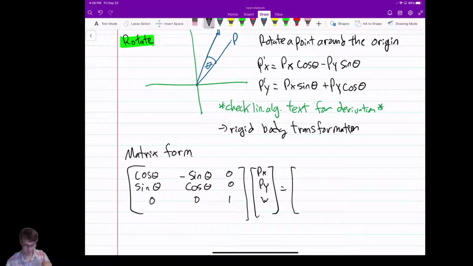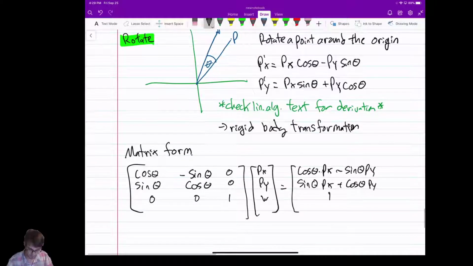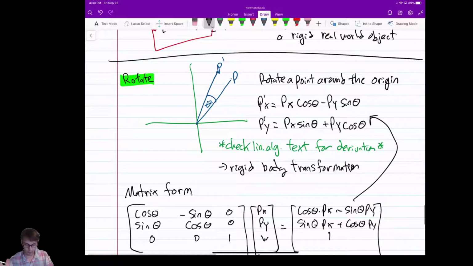Let's do a matrix multiplication. So cos theta times px minus sin theta py, 0w. Cool. And the next one is going to be sine theta px plus cos theta py. Cool. And then the w1. Cool. So this is exactly what I showed right there.